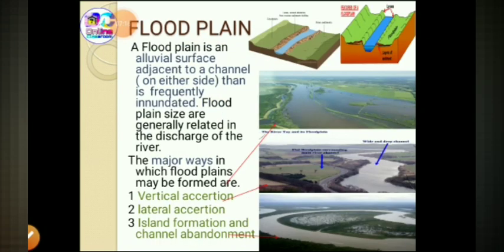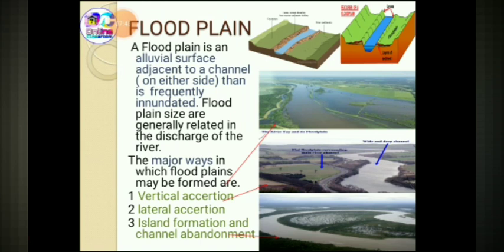The next we have a floodplain. We are very familiar with the term floodplain, and we know that a floodplain is formed on an alluvial surface that is adjacent to the channel on either side, and it is frequently inundated. So floodplain size generally relates to the discharge of the water. Recently we had a great flood over the Assam areas due to the river Brahmaputra. These are all floodplain areas.